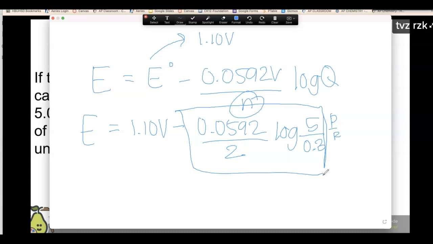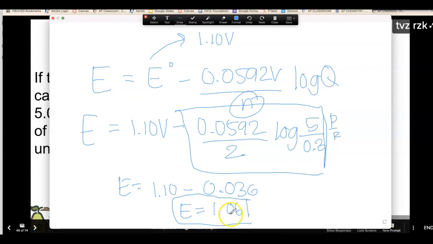So log of 5 divided by 0.3 times 0.0592 divided by 2. So the non-standard voltage is 1.10, which is standard, minus this whole term, which comes out to be 0.036 something. So what happened to the voltage? It dropped. Now, it didn't drop a huge amount, but it still dropped. So now instead of the voltage being 1.1, it is 1.06, which is what we predicted qualitatively. I just wanted to prove it to you quantitatively. Okay? They didn't just pull it out of nowhere, right?